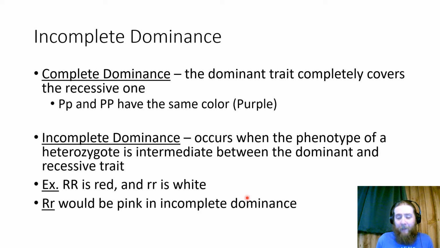Now, incomplete dominance does not always happen. This is when the phenotype of the heterozygote, the one that has a big letter, little letter, is intermediate between the dominant and recessive. And intermediate means in the middle. So let's use, for example, a red flower and a white flower. Big R is dominant red. Little r is recessive white. Now, in incomplete dominance, this is where it gets tricky. Big R, little r would be pink.